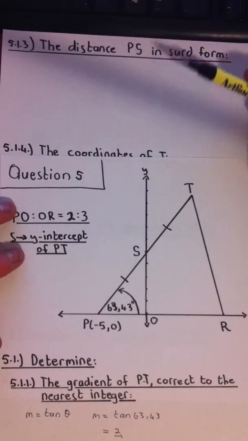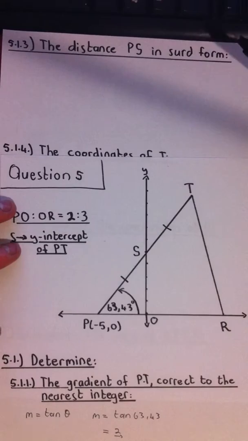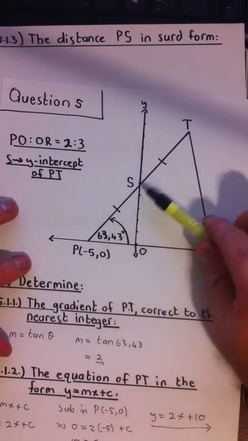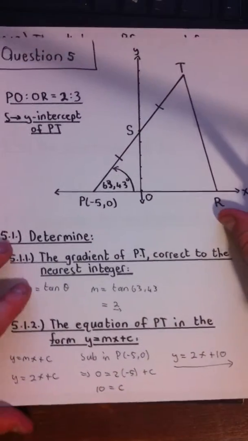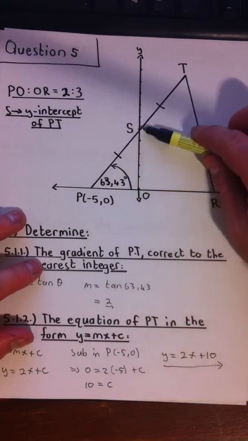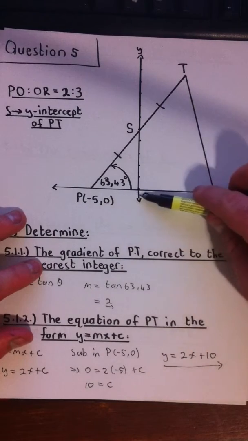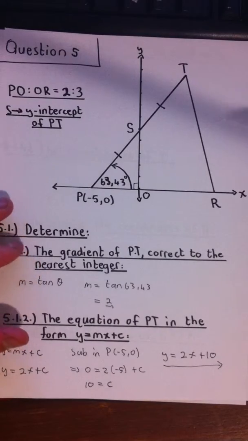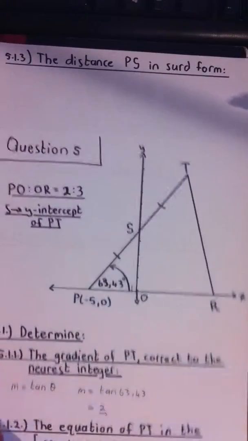Next question, they ask us to determine the distance PS in surd form. Okay, this distance PS in surd form. So how will we do that? Well, we can use PS, SO, and PO, and because we know that this is a right angle, we can use the Pythagorean theorem. Okay, let's try and do that.